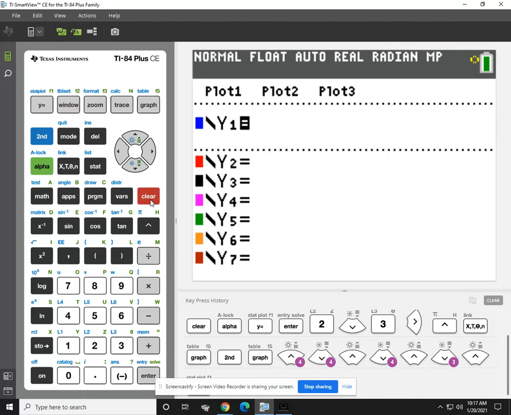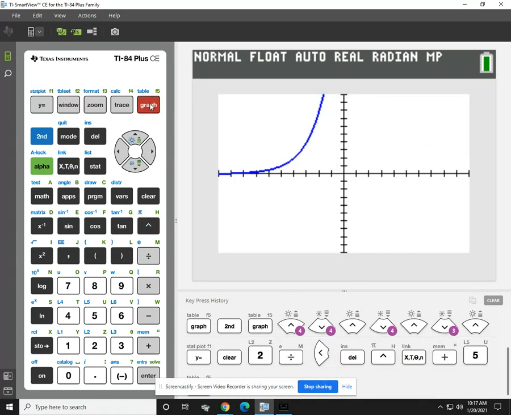Y equals, clear that out. I got 2 raised to the x plus 5. And sure enough, look at the graph. Y'all see how it shifted left 5? But still, what's it approaching and never crossing? 0, because it didn't shift up or down.